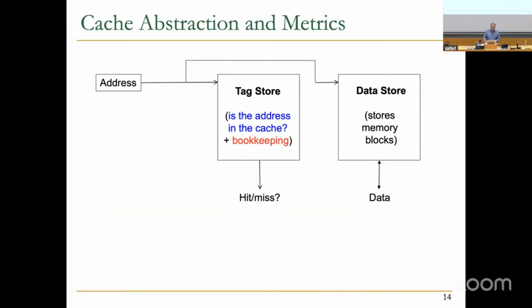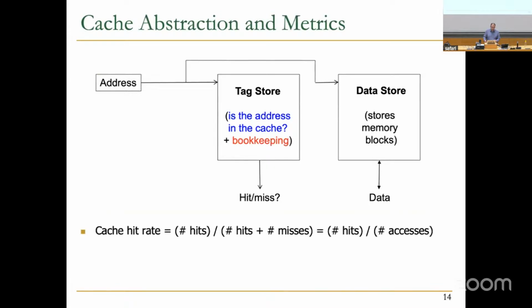Okay, so let's start with some cache abstraction and metrics. I think we have already seen this definition of hit rate in the past. When you have an address from your processor, you need to send your address to your tag store and also data store. Remember that in each cache block, we have data and also some metadata that we call the tag. Usually people use two separate arrays for it: a tag array, which we call the tag store here, and a data array, which we call the data store.